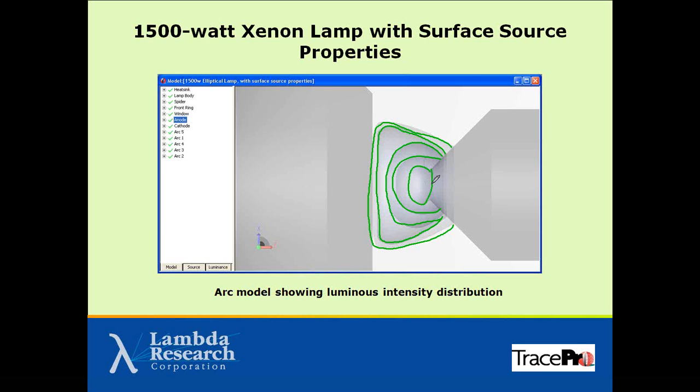So if you were working with a DLP or a projection system and you wanted to image just that brightest spot of the arc, you could do that in TracePro, as opposed to modeling a very simplistic arc that's just a cylinder between the 2 electrodes. Then you don't get a feel for where that hot spot is. So that's a way you can step up that accuracy.